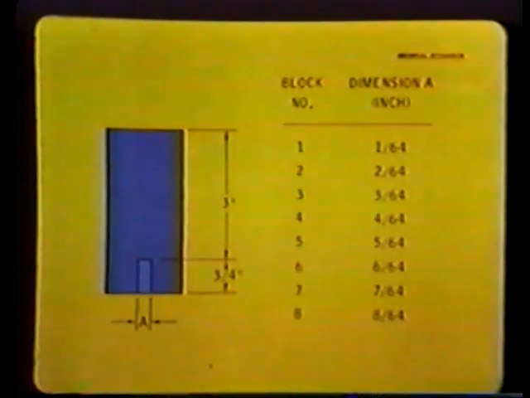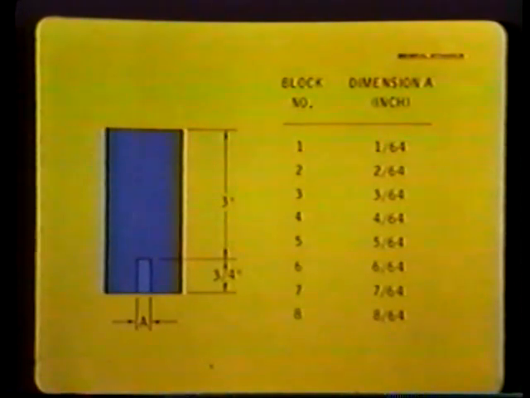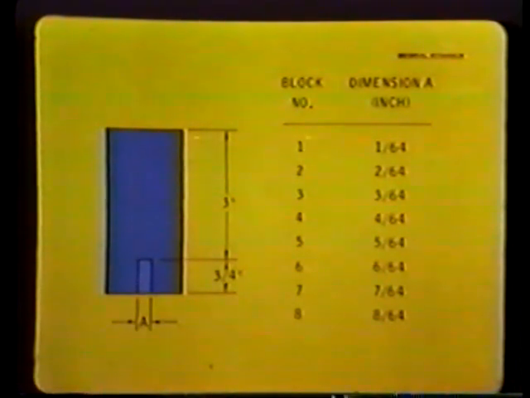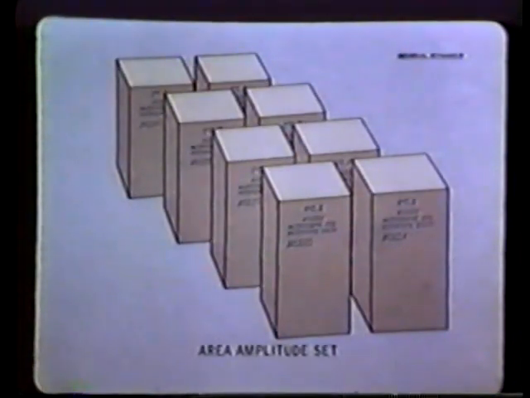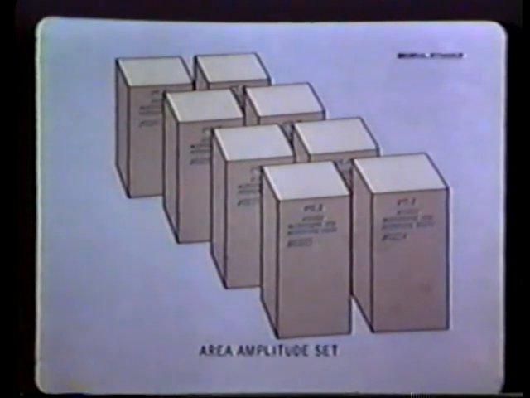Hole diameters, dimension A, range from 1/64 inch in diameter in the number 1 block to 8/64 inch in diameter in the number 8 block. The block numbers identify the diameter of the flat bottom hole. The number 3 block has a 3/64 inch diameter hole. The number 2 block has a 2/64 inch diameter hole.